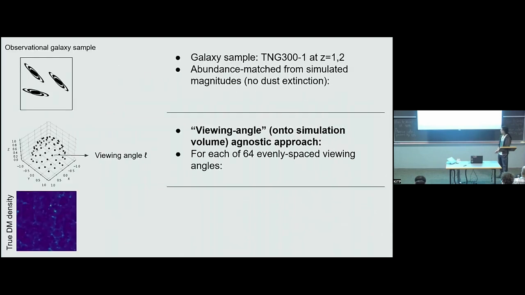So in order to characterize this, when we're constructing this mock observational pipeline, we adopt what I'm calling a viewing angle agnostic approach, where for a bunch of viewing angles onto the simulation volume, evenly spaced over the sky, we do the following. We have this galaxy sample from IllustrisTNG, which we select using abundance matching with simulated magnitudes, though we don't have any realistic dust extinction. And we also have the true density, of course, the true cosmic web.